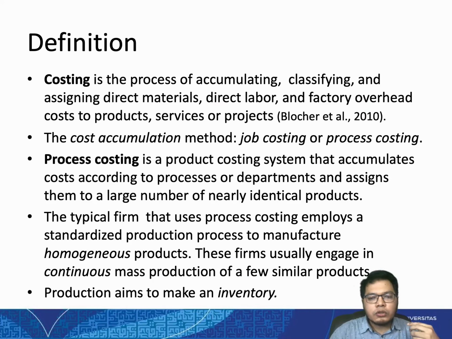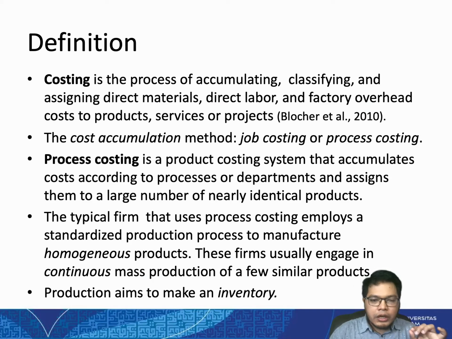A typical firm that uses process costing employs a standardized production process. As you remember, this is a standardized production process to manufacture homogeneous products. So the products are similar. This firm usually engages in continuous mass production of a few similar products. So this is continuous mass production. Remember, it's continuous. I will explain more about it later.